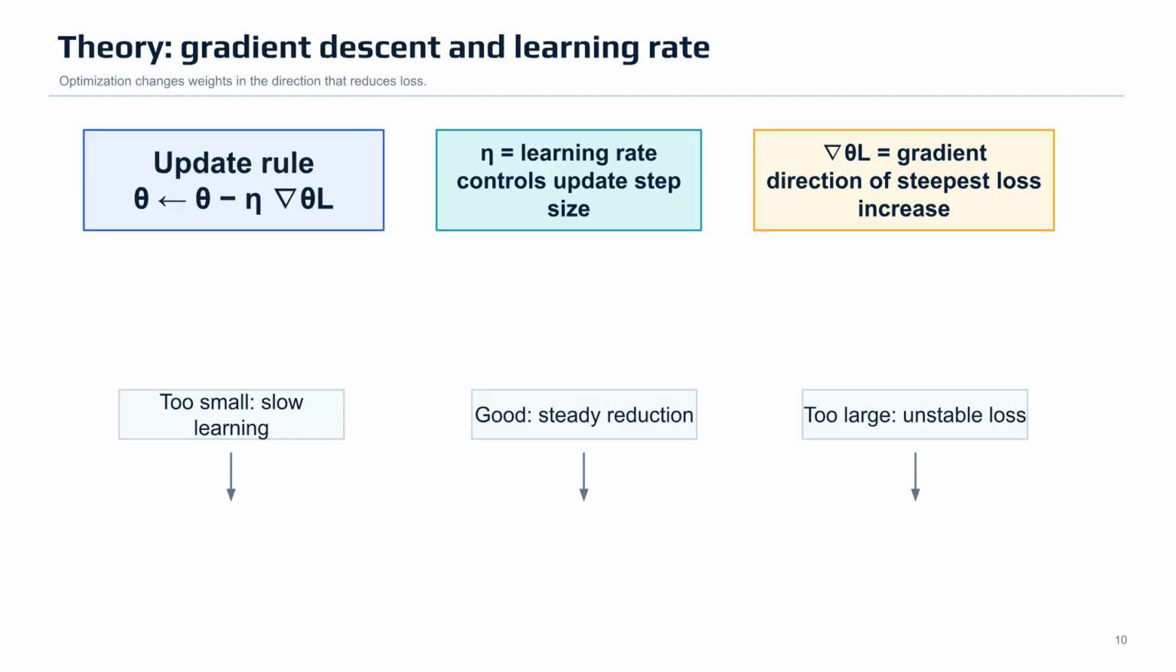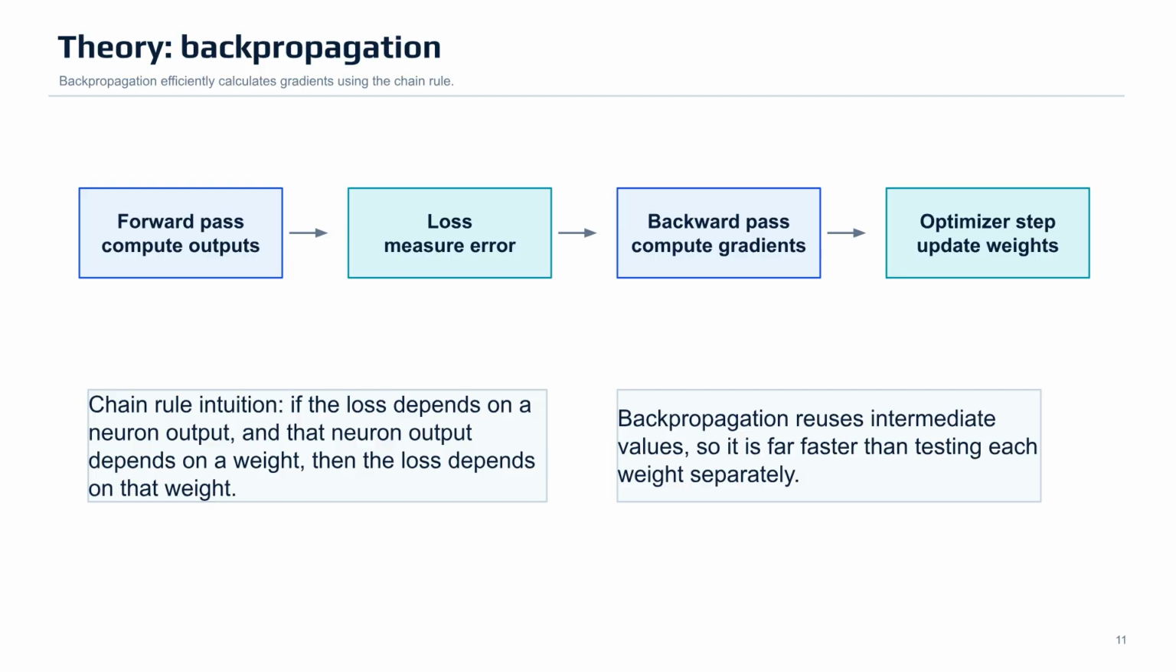Gradient descent is the primary optimization technique. By adjusting weights based on gradients, the model learns. The learning rate is critical here. It controls the size of each update step, influencing the stability of the training process. Backpropagation is the efficient method used to calculate these gradients. By applying the chain rule and reusing intermediate values, it allows the network to learn far more quickly than if it were updating weights in isolation.